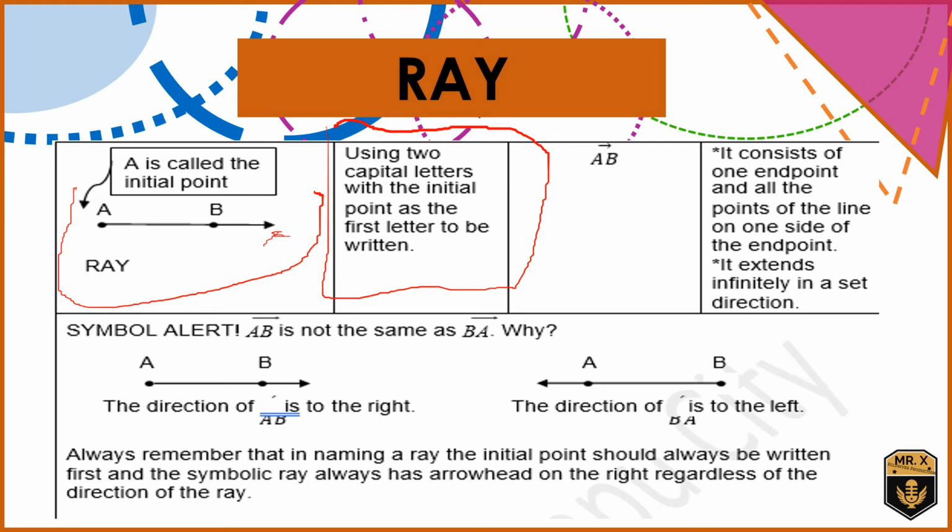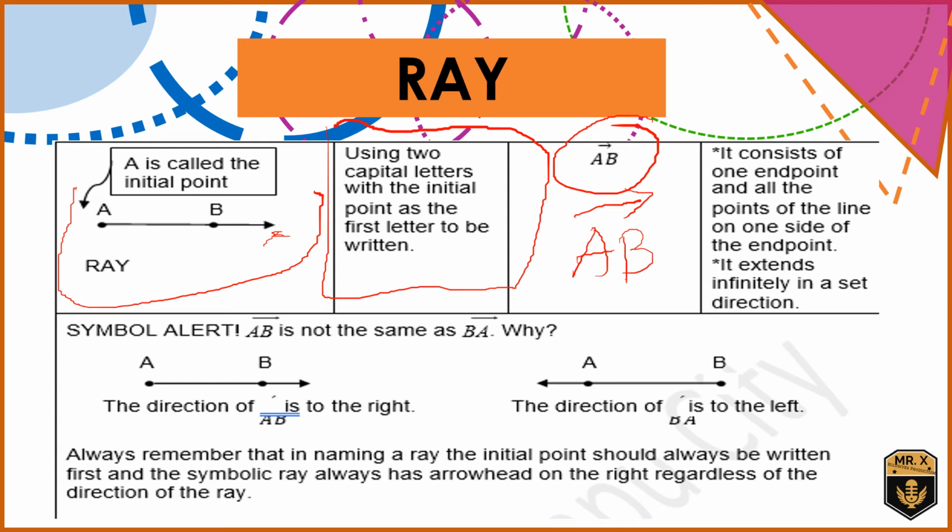But ang nakalahi lang sa pag-name ni ray, dapat di siya magbali. Mag-una ang first letter sa initial point, as yung makita diri sa symbol. Ang iyang ray AB siya. Ang A mao na siya initial point, then followed by point B.